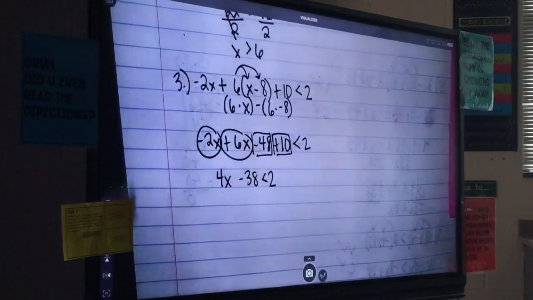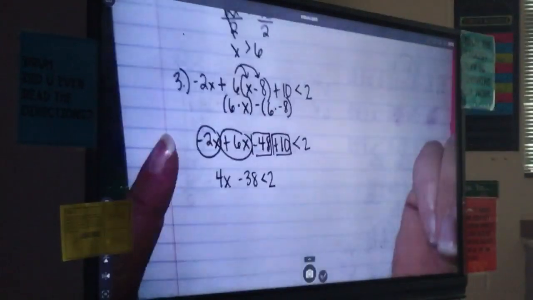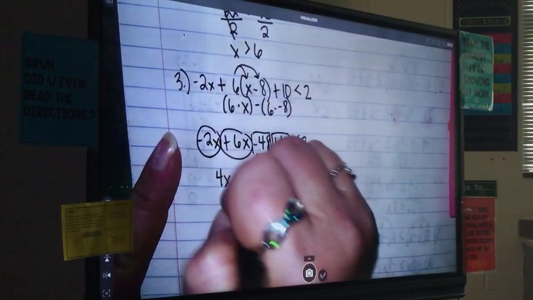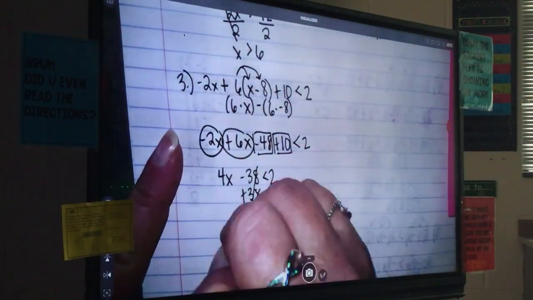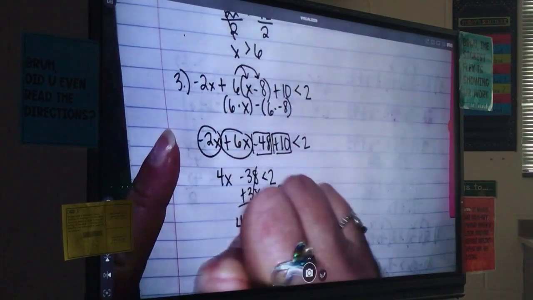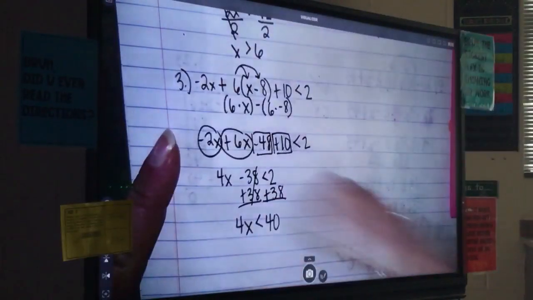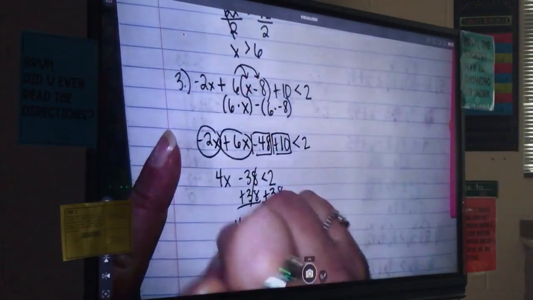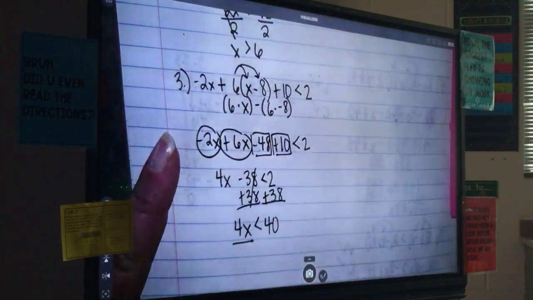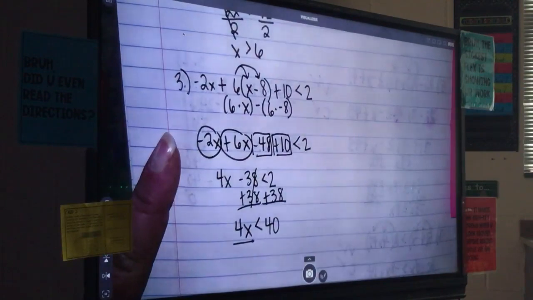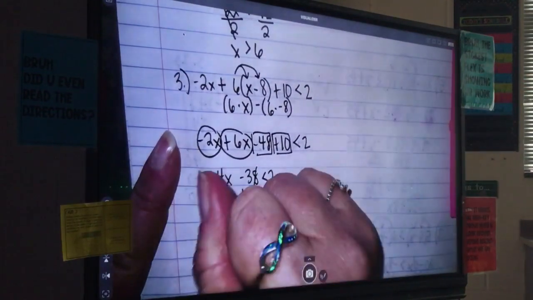Walk me through the last 2 steps. All right, Sebastian. Add 38 on both sides, and then it would be 4x is less than 40, and so x has to be less than 10. How do I do that though? 40 divided by 4. So I have to divide by 4 on both sides?